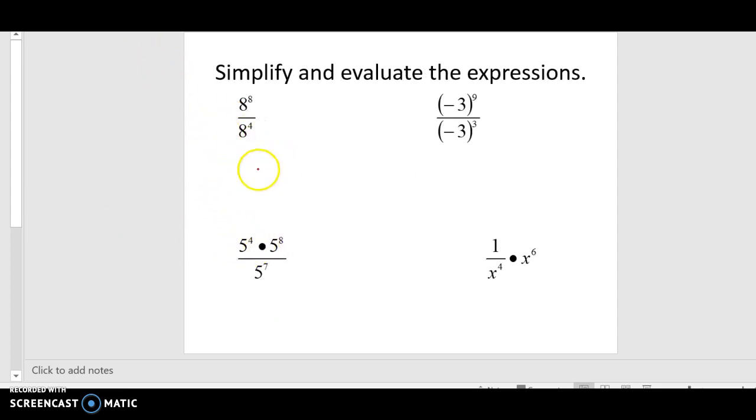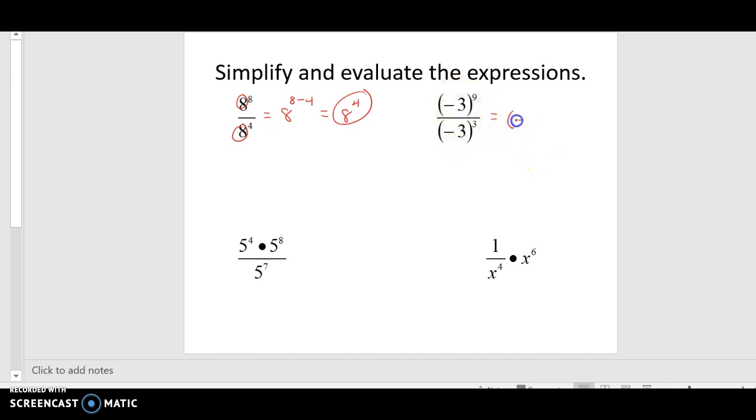So let's look at some examples. If I have this here, are my bases the same? Yes. Therefore, I can write it as one base, and then I can take the exponent of the numerator, 8, subtract the exponent of the denominator, and get 8 to the fourth power. Now you can multiply that out, but it's going to be a pretty big number.